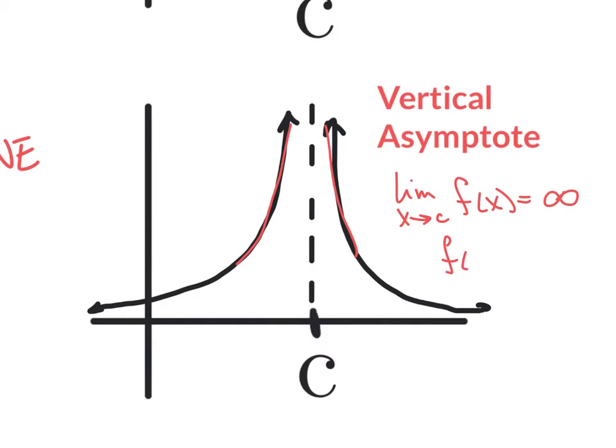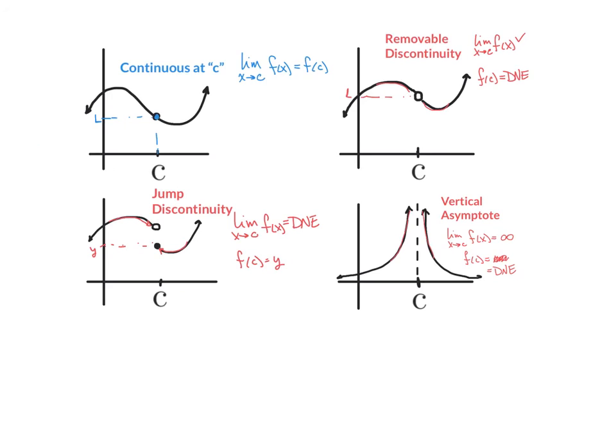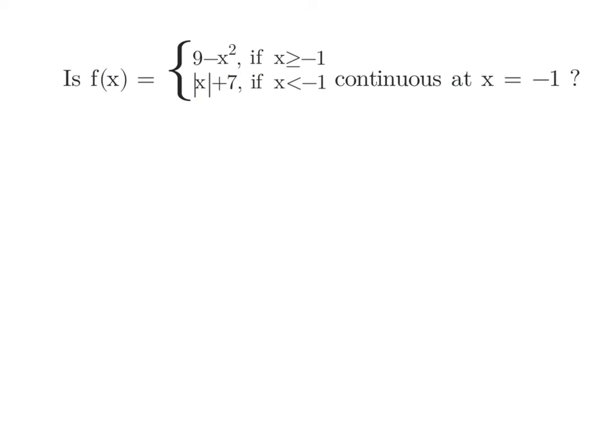Does it have a functional value? Well, no, it doesn't. We can't say that f of c is equal to infinity, because infinity is not a number. So that is false. Instead, the functional value does not exist. It is possible to have limits, and it is possible to have functional values. They can be the same, they can be different, they could not exist. In order for a function to be continuous, we need to have the limit exist, and it has to also equal that functional value.